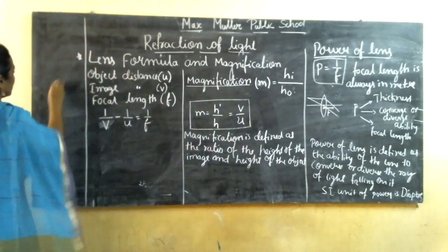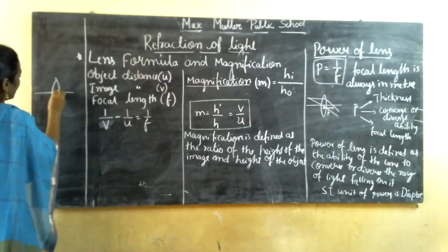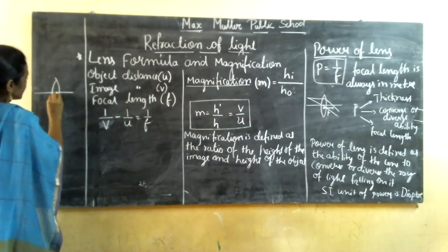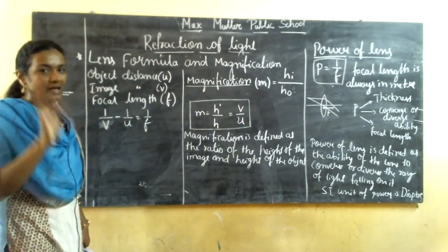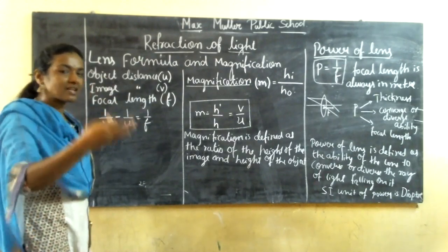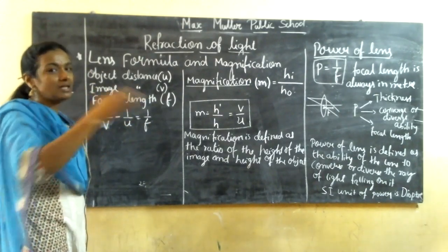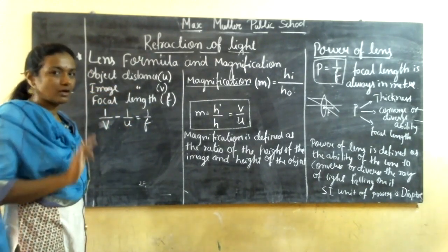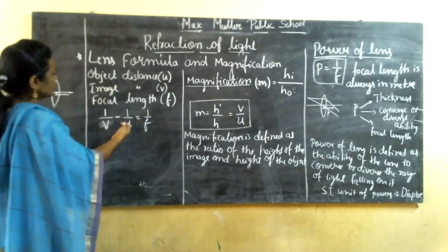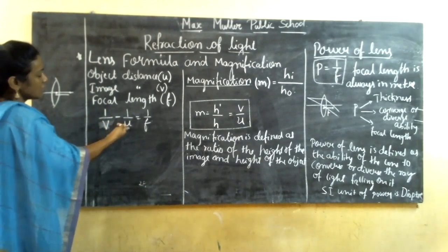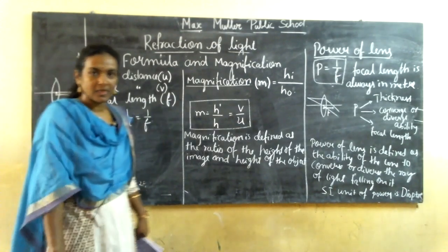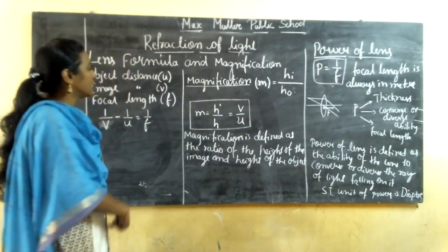The focal length you calculate from the optical center to the point on the principal axis where the image is formed. That is the distance of the focal length. And V and U you already know: V is the image distance, and U is the object distance. Clear? This is the lens formula.